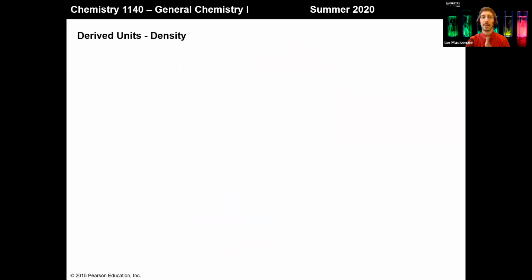Additionally, density is a derived unit. What is density? Density is the ratio of mass of an object to its volume. So if we take the standard SI units, for mass, it's the kilogram. For volume, that's meters cubed. So the SI unit for density is the kilogram per meter cubed. And you will see this commonly if you look up densities. You can find densities reported as kilograms per meter cubed.